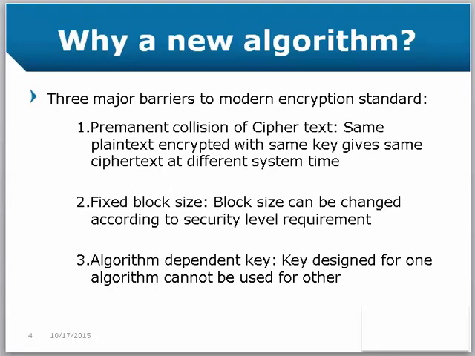In symmetric key algorithms, there are three major barriers to modern encryption standards. The first one is permanent collision of ciphertext. In this collision, the same plain text encrypted with the same key gives the same ciphertext at different system times. Most of the encryption standards that we follow these days are like these algorithms.